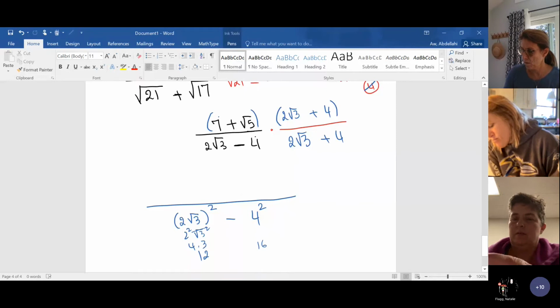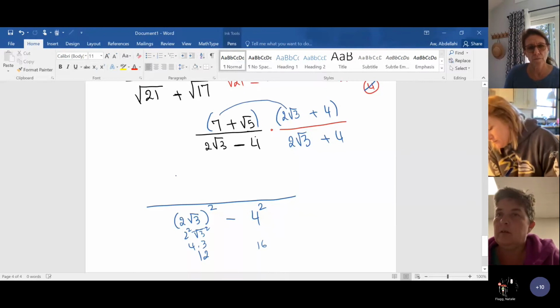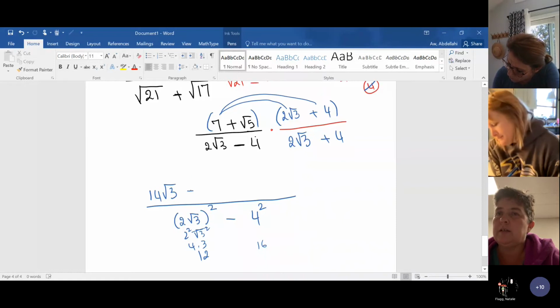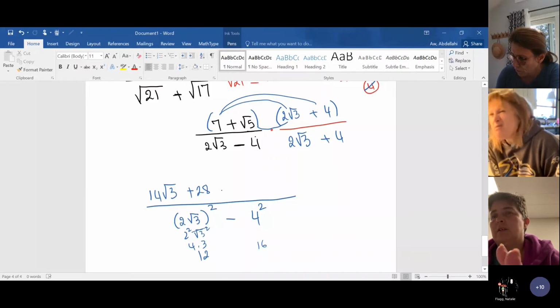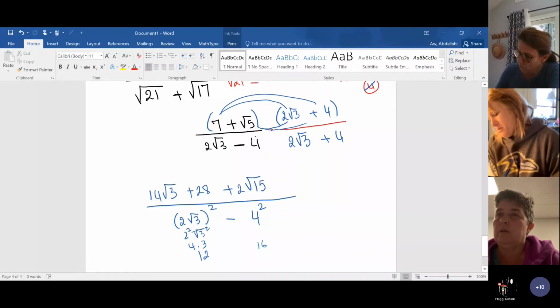Now I'm going to FOIL the numerator. How much is this? That is 14 with a square root of 3. And what's that? That is 28. And then what's that? I think I may have done this wrong. I put 2 square root of 15. That is absolutely right. And what's the final term? 4 square root of 5. Exactly.